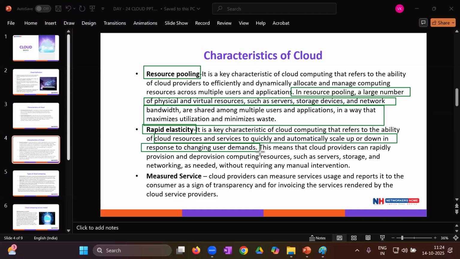Whereas in the case of cloud computing, if today I'm getting 15 GB, if it is full, tomorrow I will buy a new space again, right? That's why it provides you rapid elasticity. This means that cloud services can be rapidly provisioned and deprovisioned for computing resources such as servers, storage, and networking as needed, without requiring any manual intervention. And with this rapid elasticity, scale up and scale down are possible here.